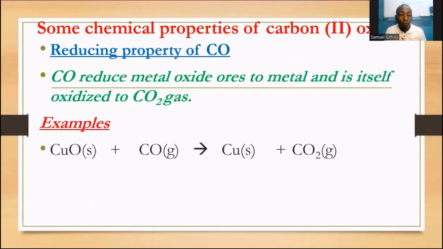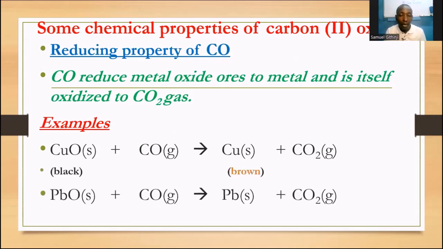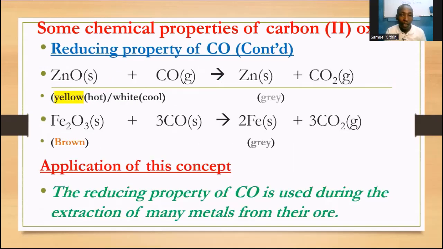For example, the black copper 2 oxide, in presence of carbon 2 oxide, will change to copper metal and carbon 4 oxide. So the black will change to brown. In case you're working with lead 2 oxide, it will change to the gray metal, lead metal there. In case you're working with zinc oxide, it will change to zinc metal and carbon 4 oxide.